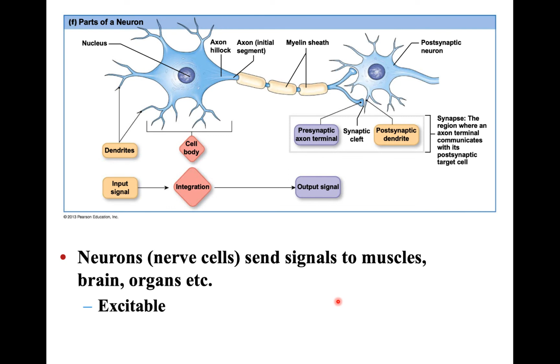And the last type of cell is called a neuron. The neuron is an excitable cell. It transmits electricity, and it's found in your nervous system. You've got the cell body, dendrites, you got the axon, and you've got the myelin sheath covering it. So again, this is going to be found in places like your brain, your spinal cord, and your peripheral nerves.